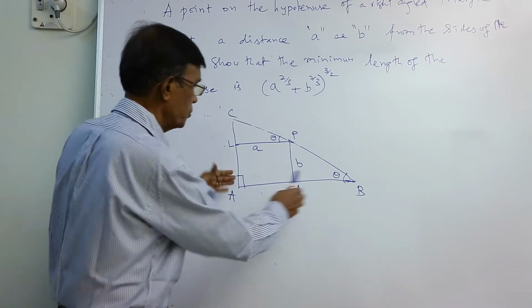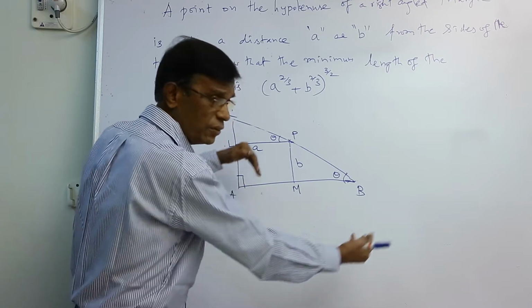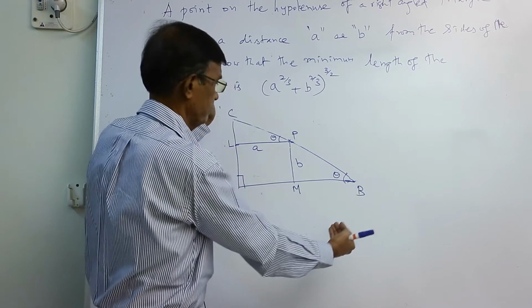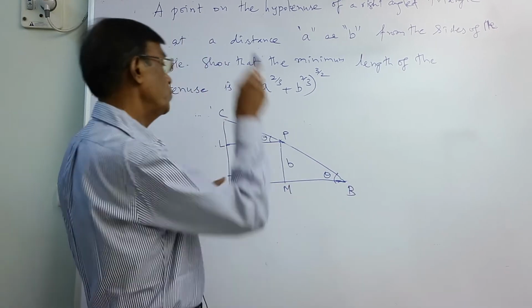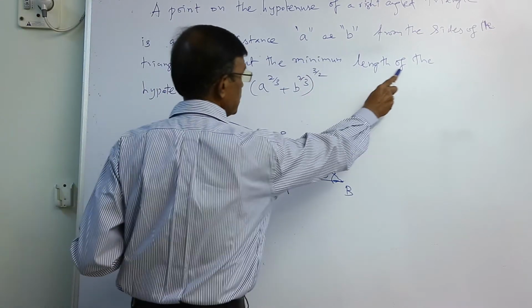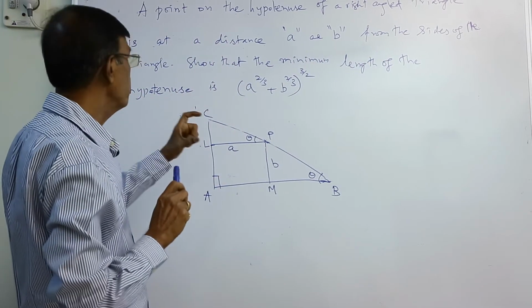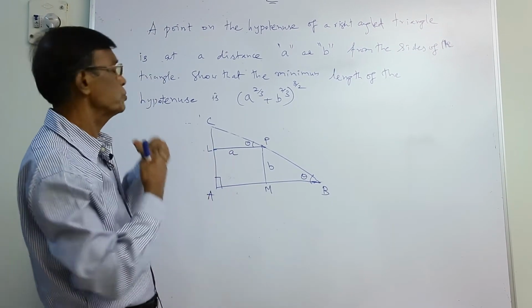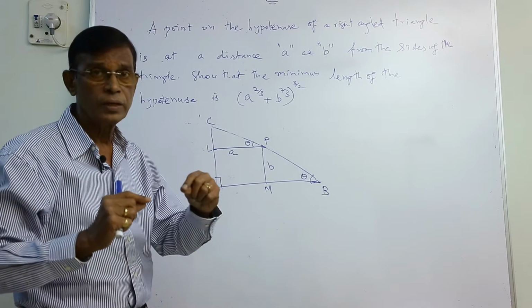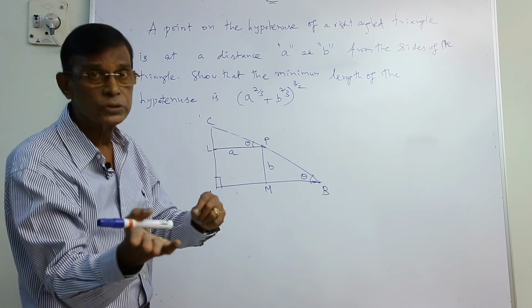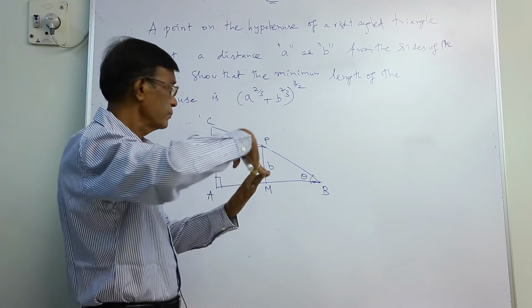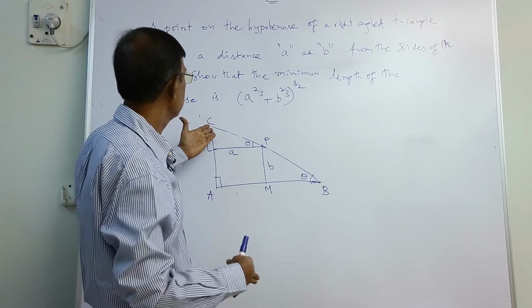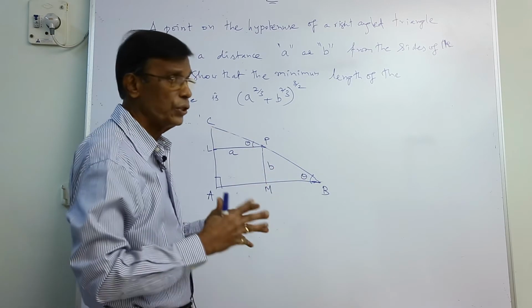Theta varies. But when theta varies, what happens? The length of BC, or the length of the hypotenuse, is changing according to theta. Now he has very categorically given the minimum length of the hypotenuse. So when the length of the hypotenuse BC becomes minimum depending on theta, the value of theta and the length BC are related to each other.